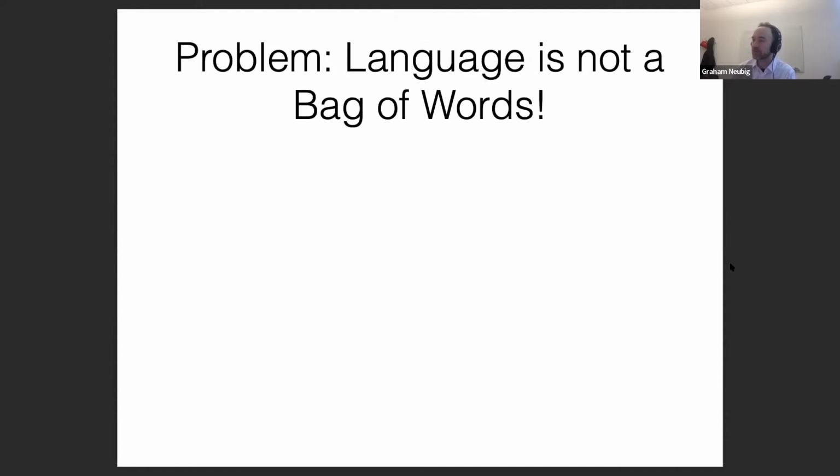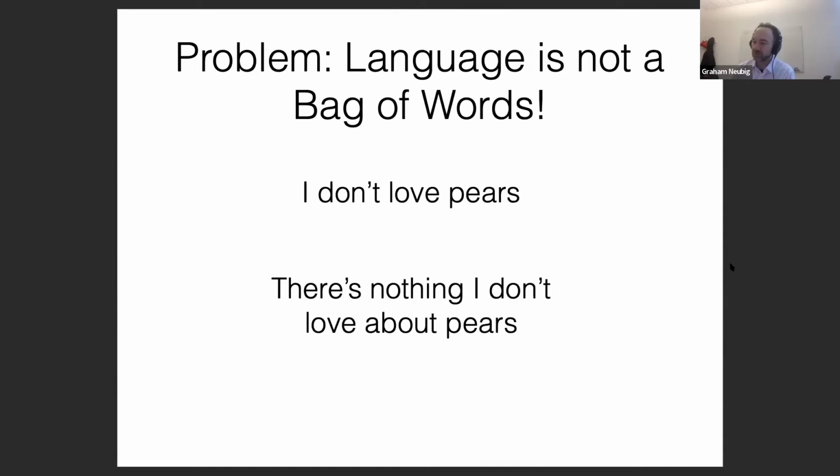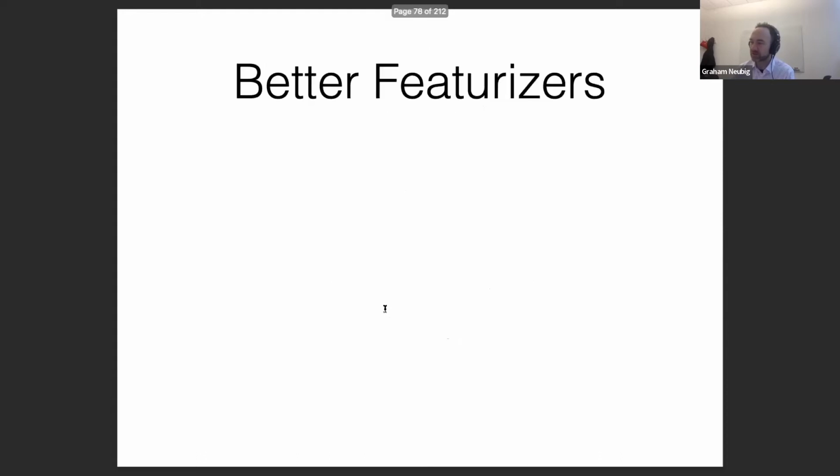So another issue: language is not just a bag of words for classification or labeling. To have some examples, we have "I don't love pears" and "There's nothing I don't love about pears." If you just look at the words in the sentence, love is the positive word, and then you have a negation, but negation in itself is not very indicative of positive or negative sentiment. So both of these would be relatively hard to tackle with a bag of words model.